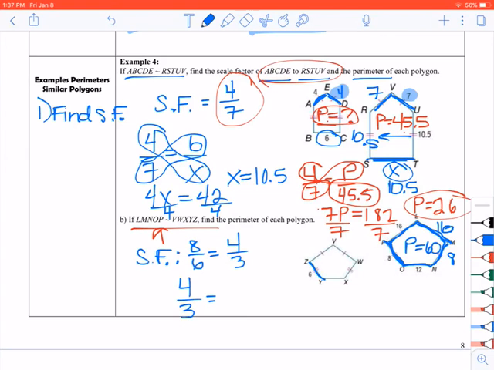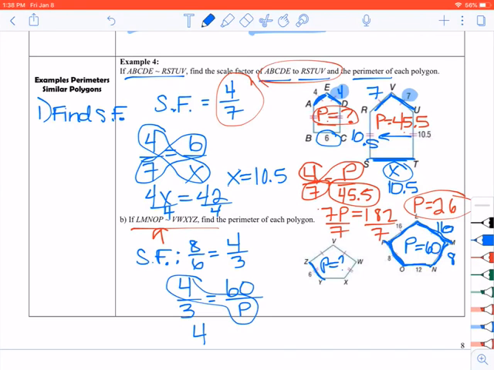Okay, which means I need to find the perimeter of this one because I don't have that yet. All I have is the 6. So I'm going to go from the same direction I went before. I went right to left. I need to go from right to left again. So I'm going to take 60 over P for the perimeters. And now I can cross multiply.